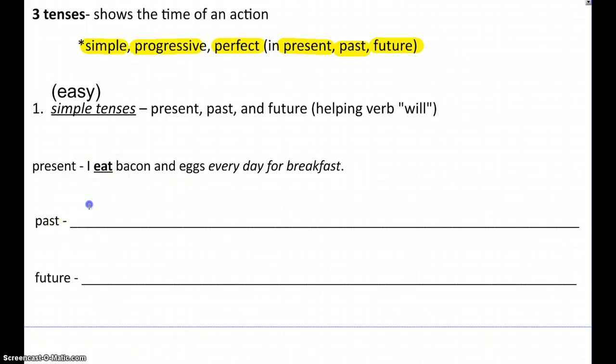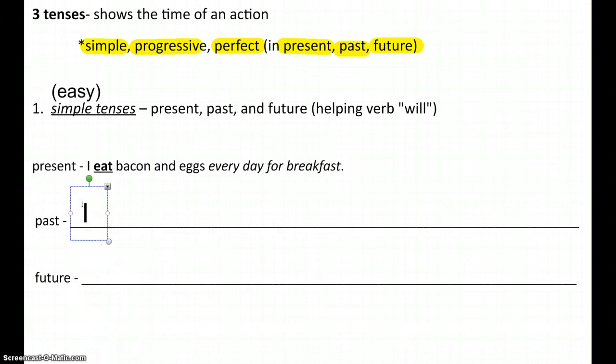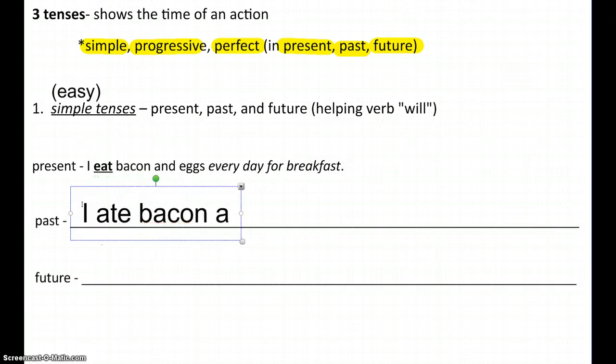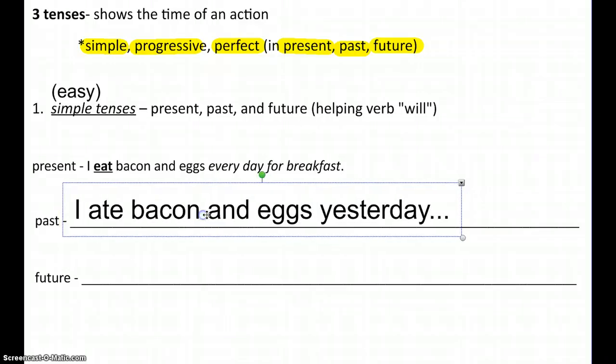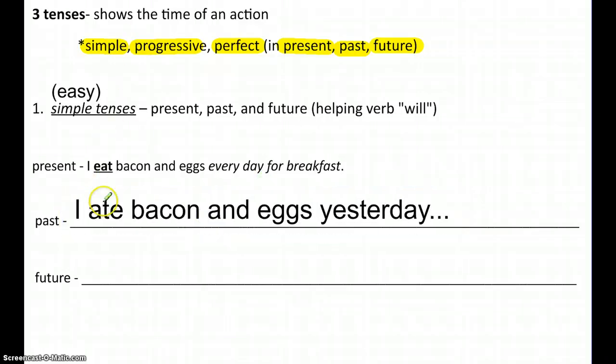So if we were going to redo this sentence here, in past, I ate bacon and eggs. My context, to help us understand that it was in the past, I could put yesterday for breakfast. Okay, so our main verb is still one word, ate, and it's a simple tense. It tells us that it happened in the past, though.